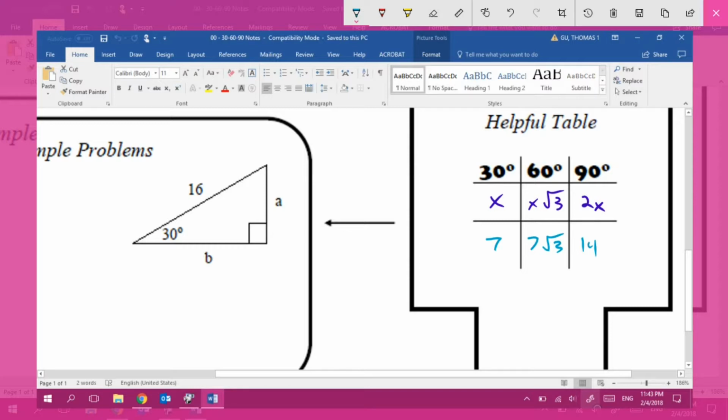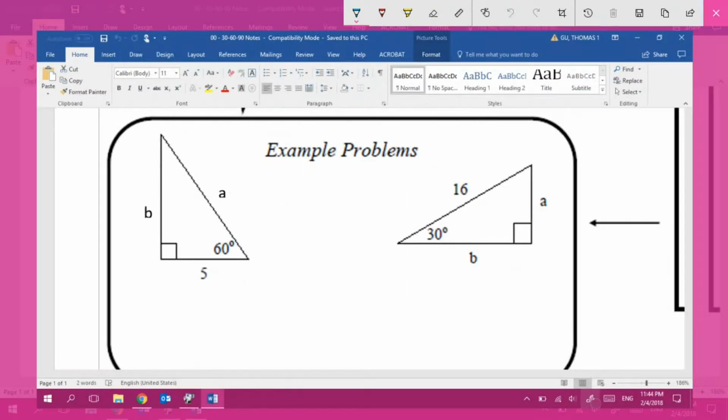Now let's take a look at some example problems. Let's start with this triangle on the left side here. First of all, we can see that we have the 90-degree angle right there, labeled in the bottom left with the square, and the 60 degrees. If we have a 60 and a 90 degree angle, what's going to be left based on our special right triangles? It's got to be 30. 30's up here.